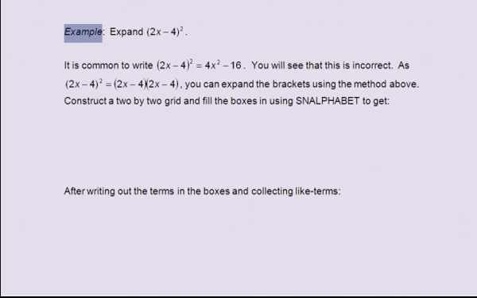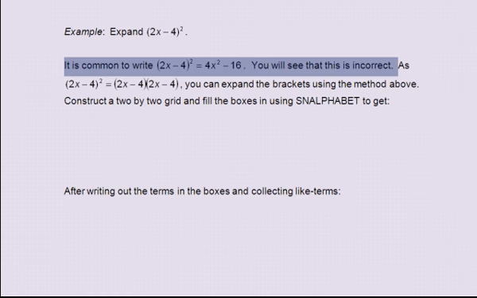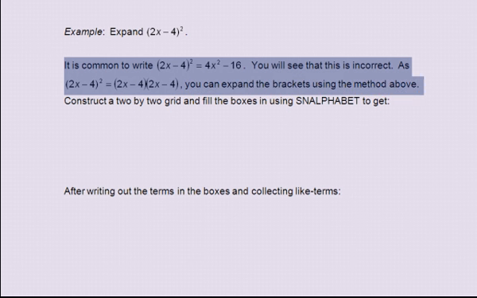Let's try another example. Expand 2x minus 4 all squared. It is common to write 2x minus 4 all squared equals 4x squared minus 16. You will see that this is incorrect, as 2x minus 4 all squared equals 2x minus 4 multiplied by 2x minus 4. You can expand the brackets using the method above.